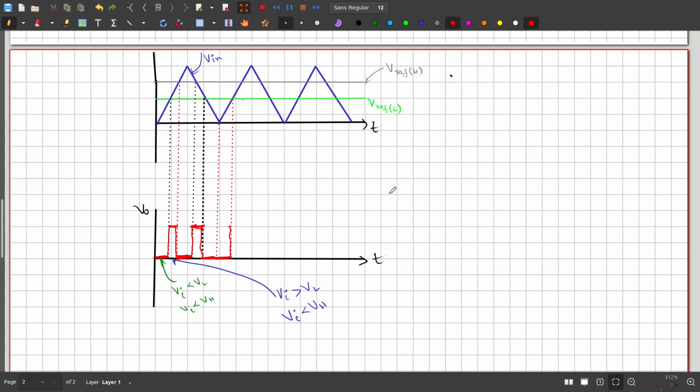Okay, with this, the discussion about comparators using op-amp is over. In the next, we will see how to use this comparator to make an oscillator circuit. So it is about the 555 timer oscillator. The next discussion is about the 555 timer oscillator. Okay, thank you.